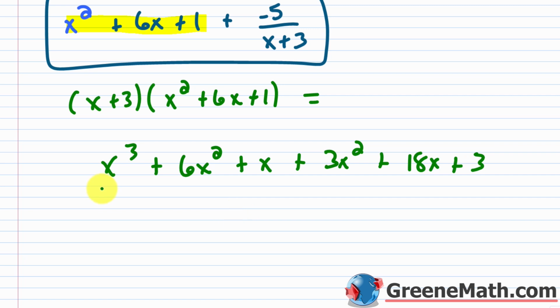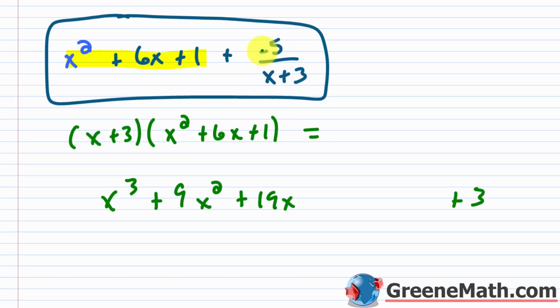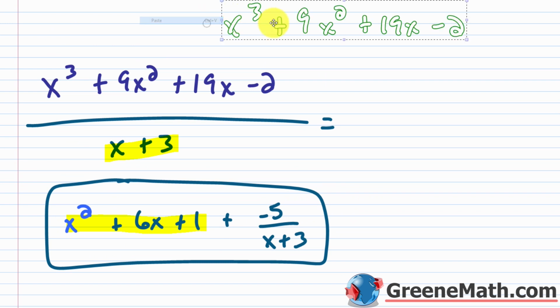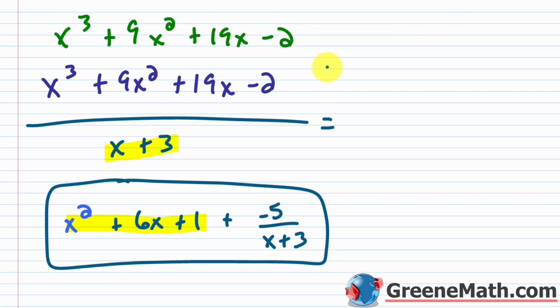You have x cubed that's going to stay there. 6 plus 3 is 9, so this would be 9x squared. x plus 18x is going to be 19x. And then your 3 here, again, you're going to add this remainder of negative 5. 3 minus 5 is negative 2. So this becomes negative 2 here. If I copy this, and let me paste this in here, you can see that you get the same result. x cubed plus 9x squared plus 19x minus 2. So you're back to your dividend.